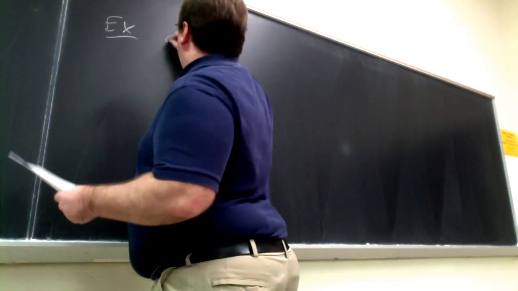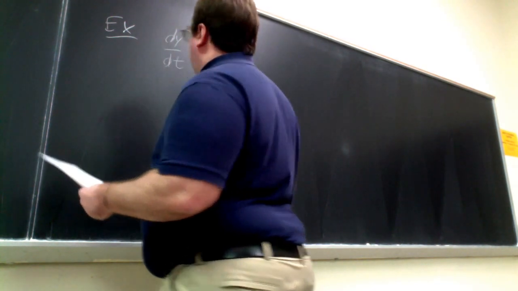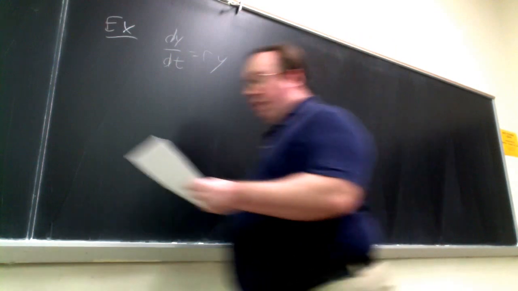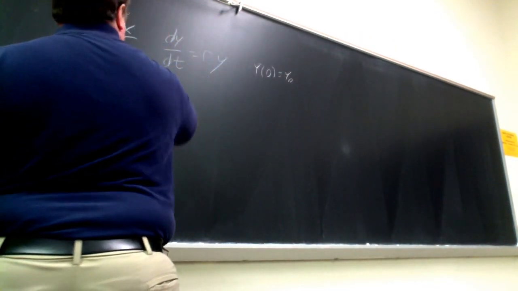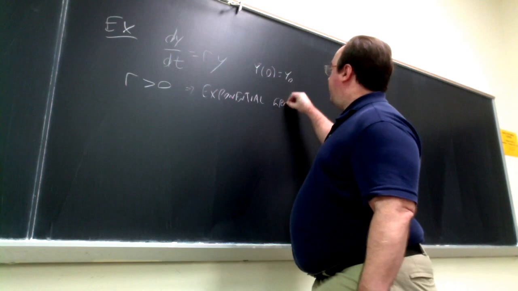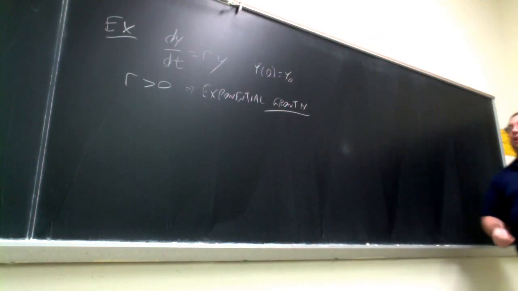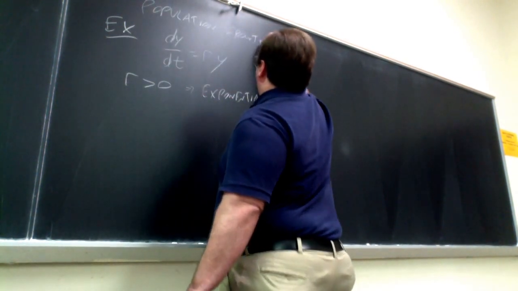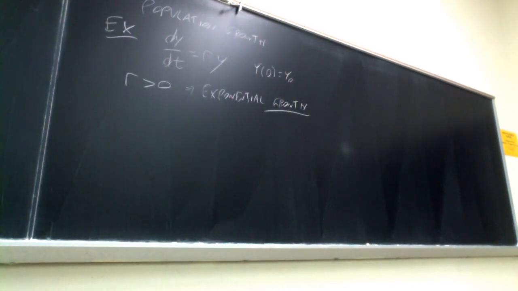So for our first example, this equation that we've seen before, dy dt is equal to ry, with initial condition y of 0 is y naught, and we're assuming that r is positive. So this solution is going to exhibit exponential growth, whereas if r was negative, we would get exponential decay. We could use an equation like this to, in a very simplistic way, model something like population growth, where r would indicate the birth rate, or the net population growth rate, taking both birth and death into account.